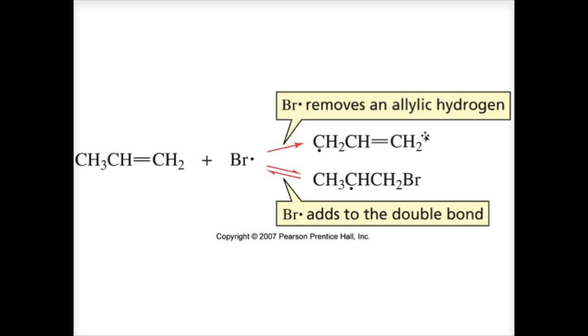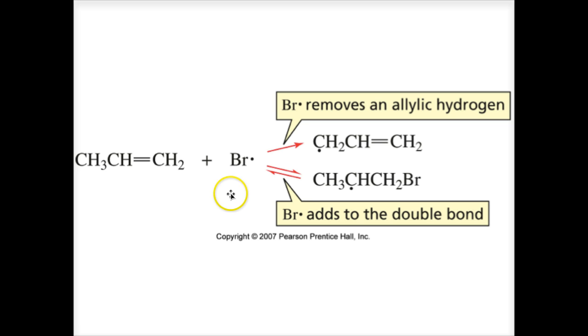Okay, let's look at this a little closer. Here's the allylic carbon, as you note right there. This is a reaction of propene with the bromine radical. It can do two things, as we have seen, depending on where the bromine radical came from. But the bromine radical can do both of these functions. The bromine radical can either add to the double bond or remove an allylic hydrogen.